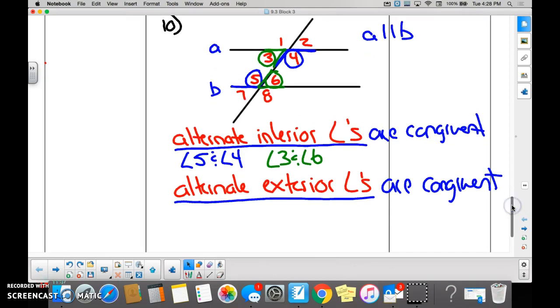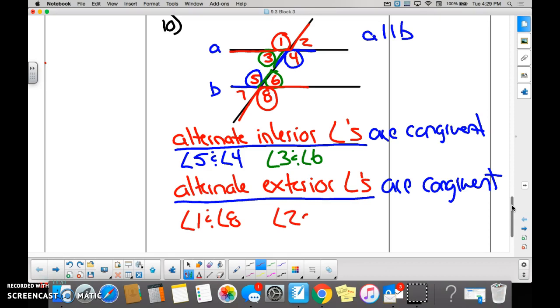Scrolling down, alternate exterior angles. Angle 1, angle 8. They're on the outside of the parallel lines. So angle 1 and angle 8 are alternate exterior angles. And again, do they look like they're congruent? Obtuse, obtuse, they sure do. And then if you haven't figured it out already, angle 2 and angle 7 are also alternate exterior angles. Angle 7 is acute, angle 2 is acute. Again, alternate exterior angles are congruent, alternate interior angles are congruent. Just another way of looking at angles and looking at congruency.